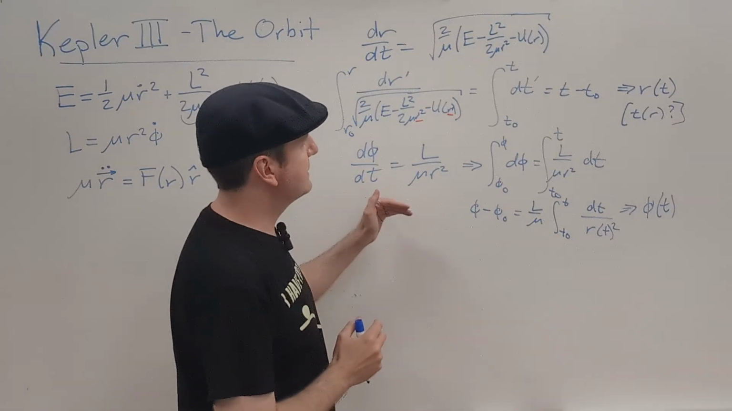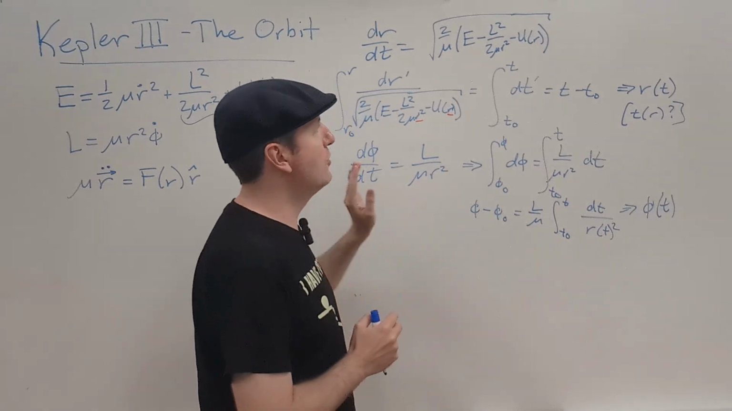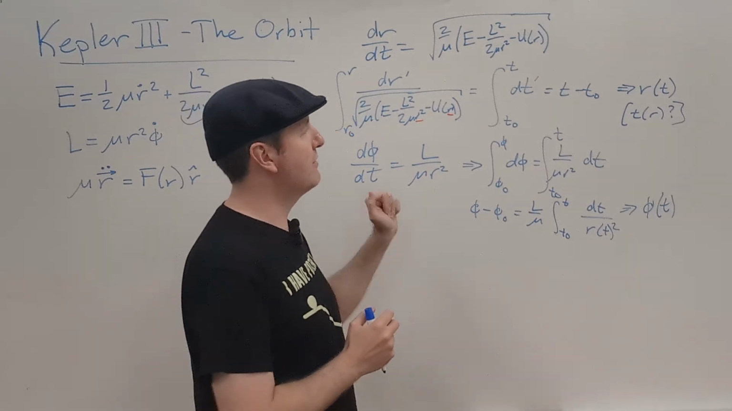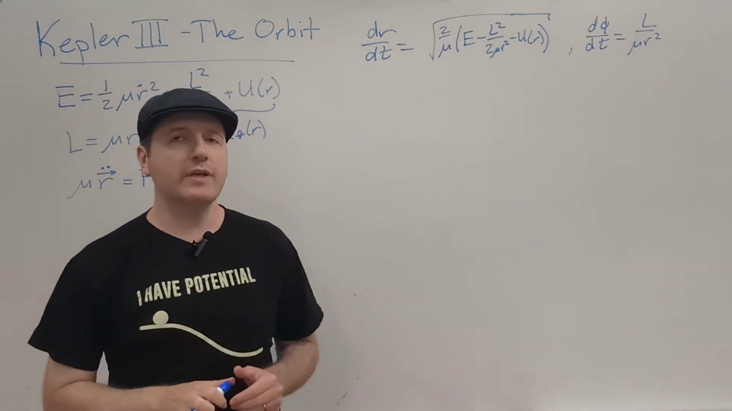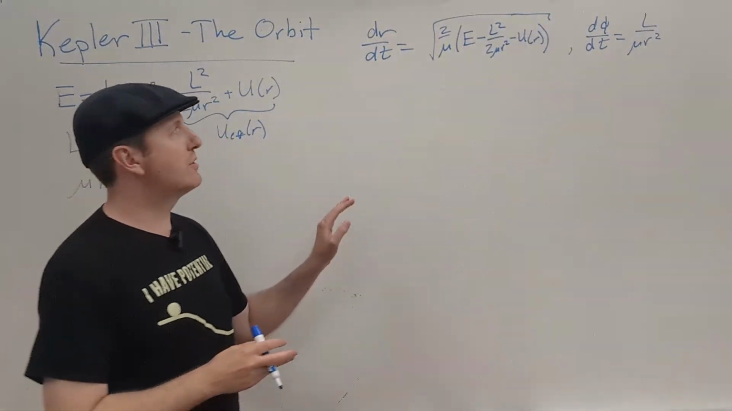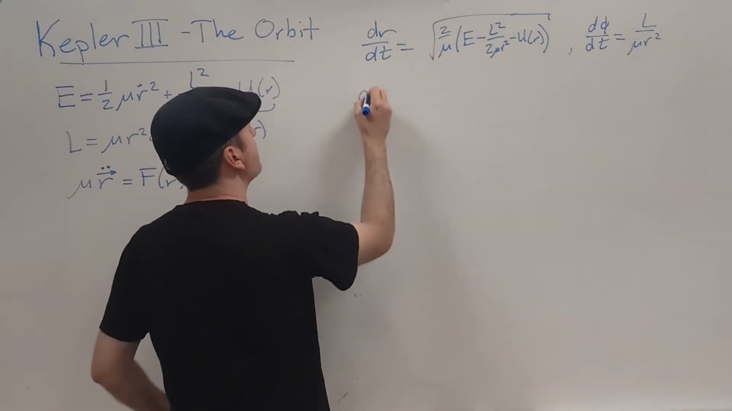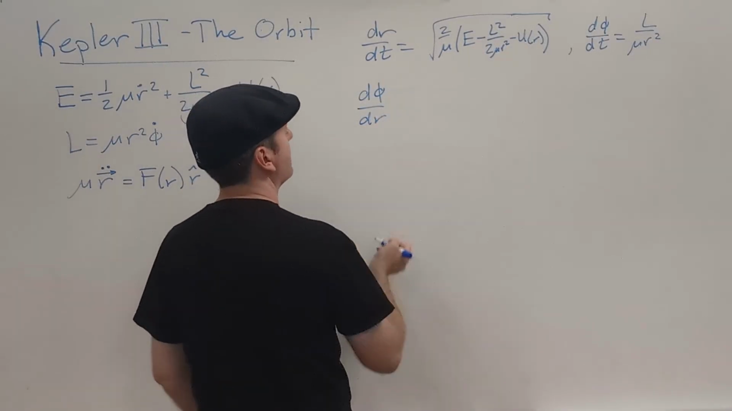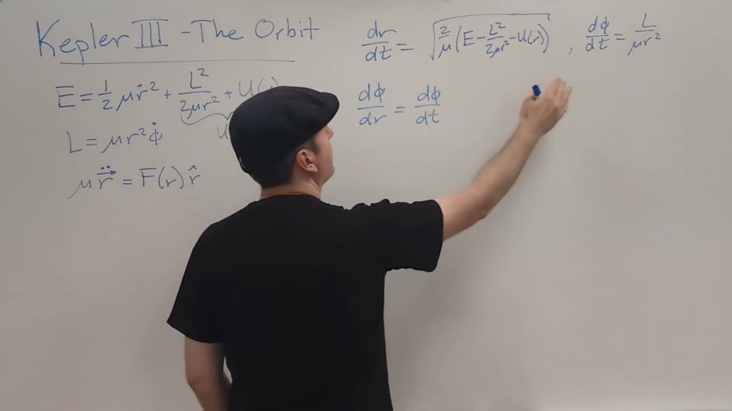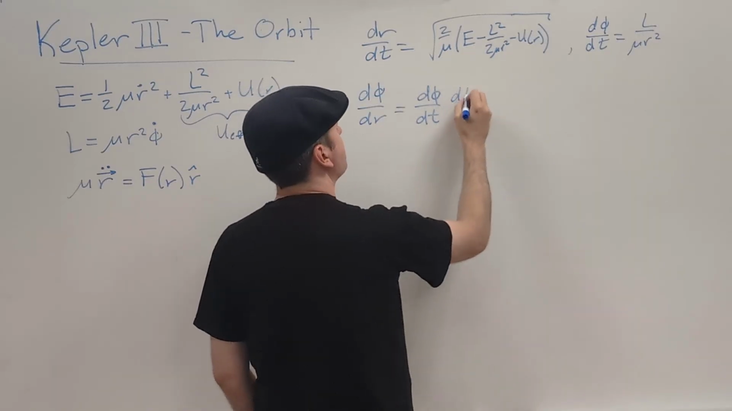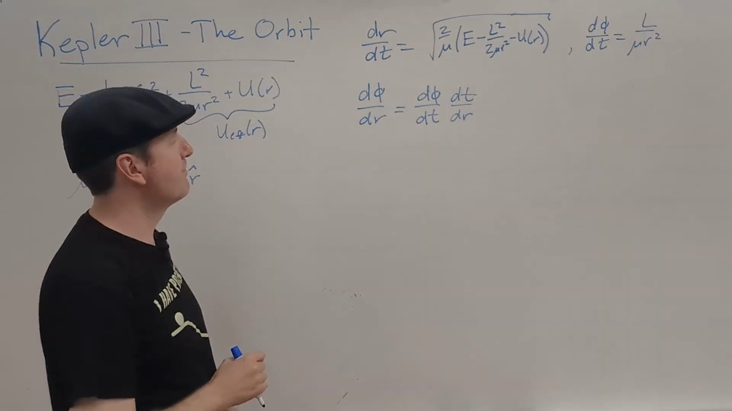So is there a way we can get around this without having to compute these things involving t and go to some sort of differential equation relating r and phi directly? And the answer is yes. And I want to show you how to do that in two different ways. For starters, we're just going to use the good old-fashioned chain rule. I can rewrite d phi dr as d phi dt, which I know from my angular momentum condition, times dt dr, which is just the reciprocal of this equation.